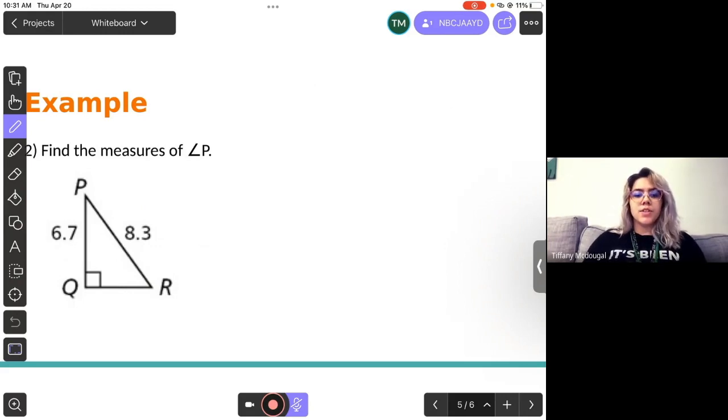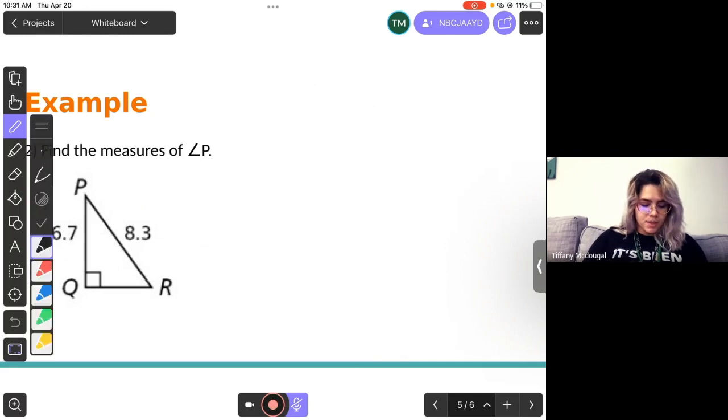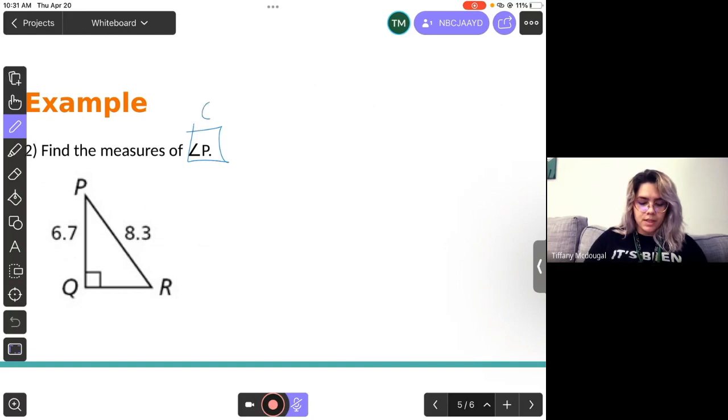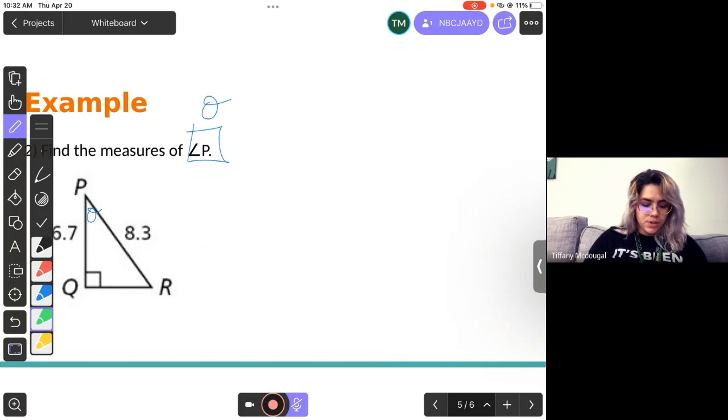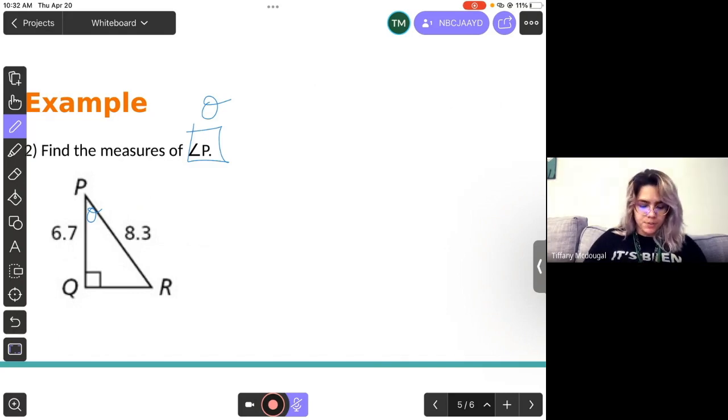Okay, so we're given two sides again, and now we are finding the measure of angle P. So repeating my steps here. Step one, I'm going to label theta. So P is going to be my theta right up here in this corner. Step two, I'm going to label the sides of my triangle. So I've got that hypotenuse here across from the right angle, got the opposite across from theta, and the adjacent, my side closest to theta. All right, step three, I'm going to use SOHCAHTOA.